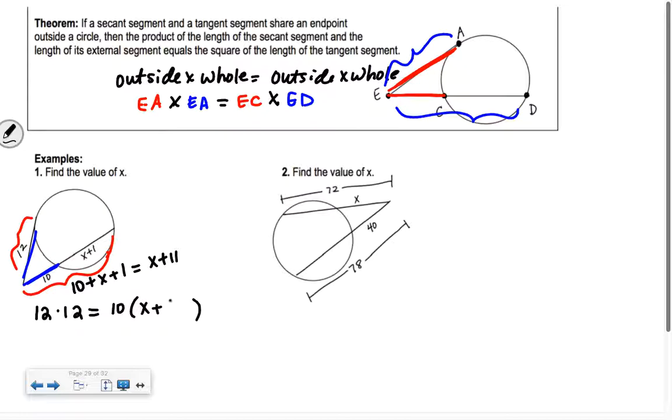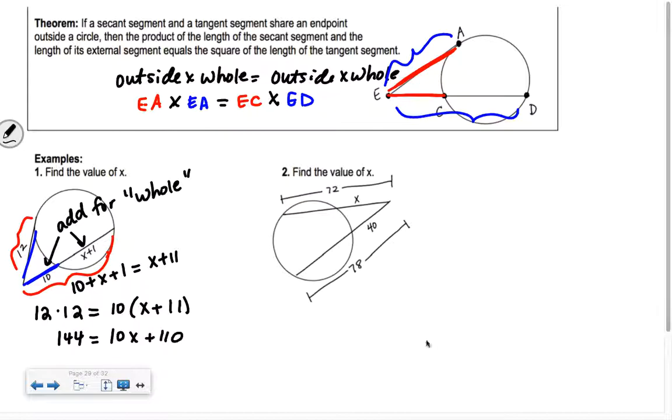So be careful. Don't multiply them. We've got to think about what that whole length is. Like segment addition postulate, right? We have to add the two pieces together. So add for the whole. All right, so we get 144 equals 10x plus 110. We subtract the 110 over. So we get 34 equals 10x, and we divide by 10. So x equals 3.4.